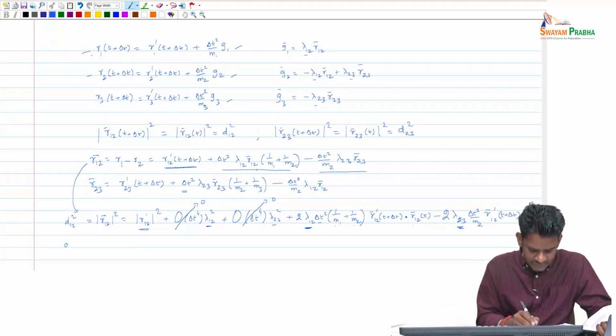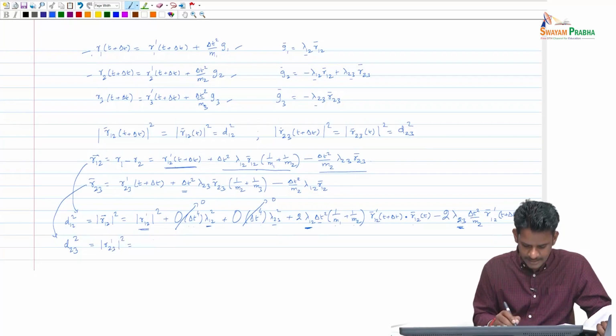Similarly, you can also write for d23 square by taking the square of this term, and you will see something very similar. I just ignore all these higher order terms and retain only the linear terms in the Lagrangian multipliers.